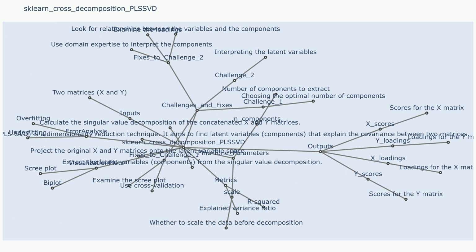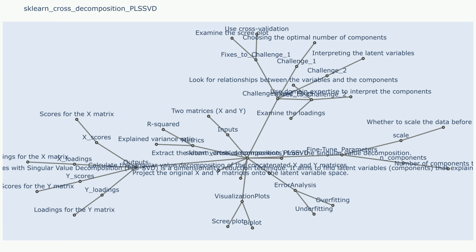Fixes to challenge 1: use cross-validation to select the optimal number of components. Regularize the model using techniques like L1 or L2 regularization. Use a simpler model with fewer components.